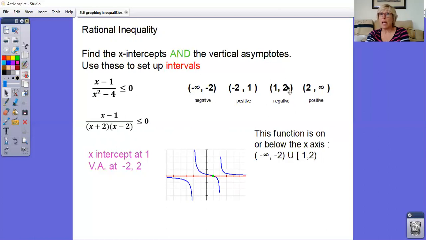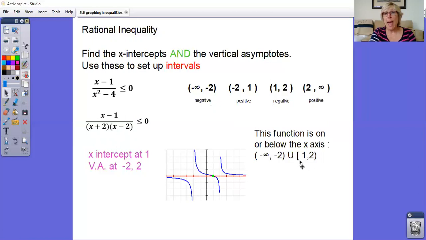My answer is going to have some different stuff going on. Right here, this is asking for where the graph is below or on. Notice now I have the equal sign in there, so I have to include the x-intercept, because an x-intercept is on the x-axis. Do not include your asymptotes. Do not include your asymptotes. So my answer for where this function is below is going to be the -infinity to -2 interval, as well as the 1 to 2 interval.